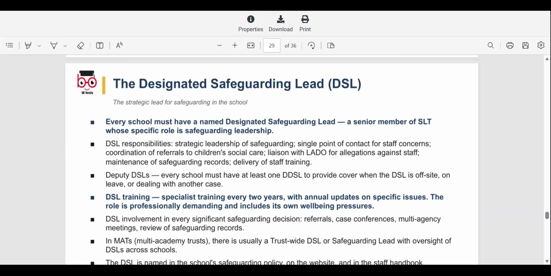The school would have someone who is a designated safeguarding lead, who is a member of staff responsible for child protection, managing safeguarding concerns, and acting as the main point of contact for staff, parents, and outside agencies. Why do you think it's so important to have a designated safeguarding lead?